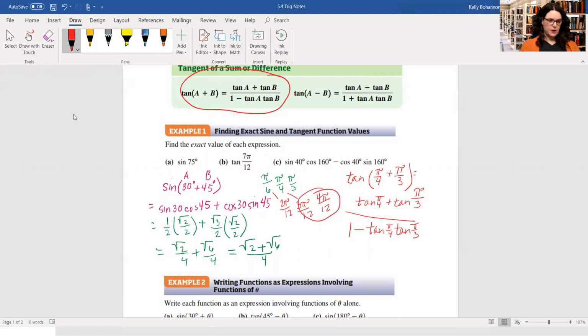So now we just have to go in and plug in the numerical values. So let me change colors. Let's see.